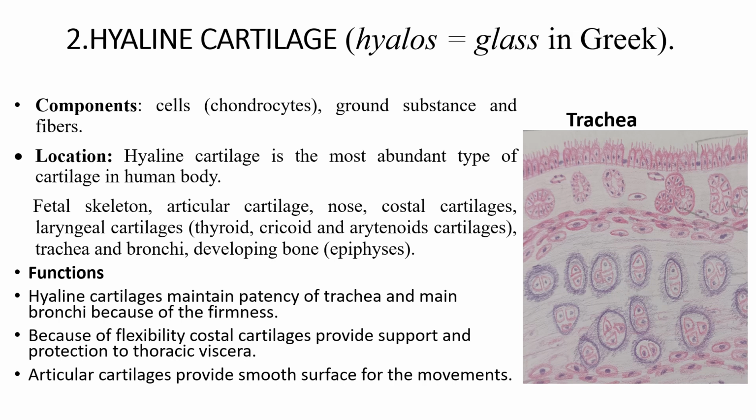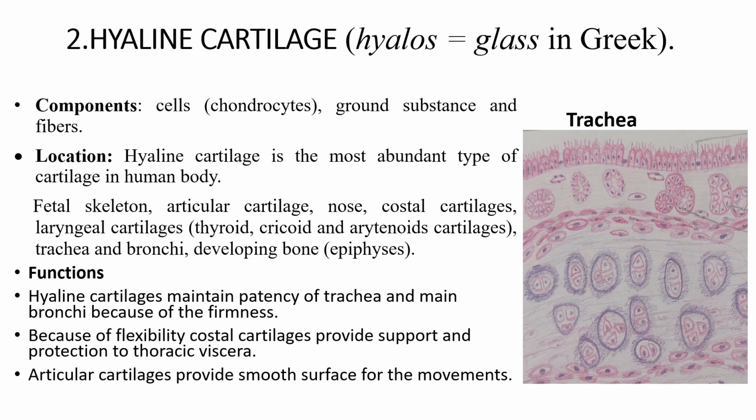So the hyaline cartilages of the larynx are thyroid, cricoid, and base of arytenoid cartilage. Then we have C-shaped hyaline cartilage in the trachea. Intermittent pieces are also seen in the bronchi, and in the developing bone there is the epiphyseal plate where we can see hyaline cartilage. Then what is the function of hyaline cartilage?